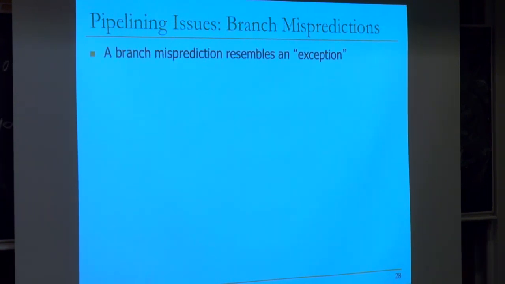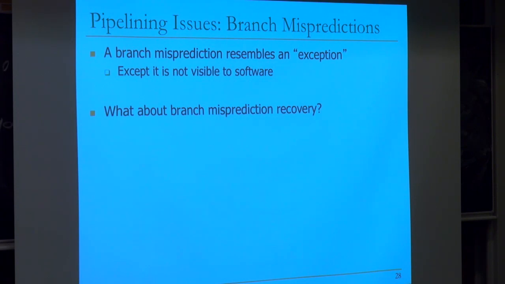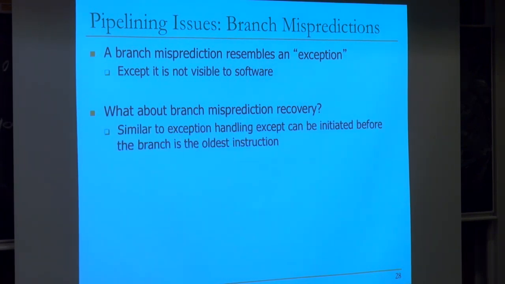OK. So branch misprediction actually resembles an exception, right? I flash forwarded to this earlier, but it's essentially an exceptional condition. And it can be handled in a very, very similar way. Well, it resembles an exception, except it's not visible to the software. Right? We're predicting branches, and none of that is visible to the software. So how do you do branch misprediction recovery? It's similar to exception handling and can be initiated before the branch is the oldest instruction.